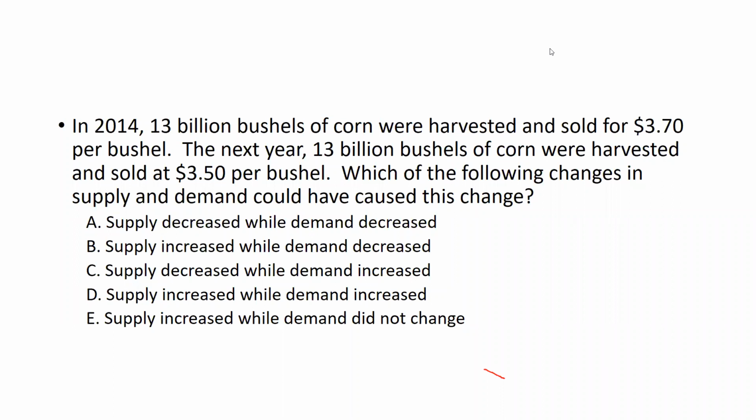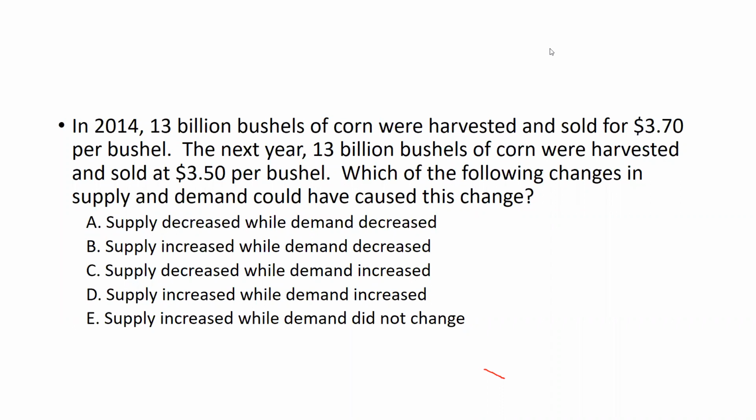Okay, so what do we notice? Price went down and quantity stayed the same, all right? So, if supply decreased, that's a leftward supply shift, price went up. And if demand decreased, price went down. Both of them would have quantity going down, but quantity stayed the same. So A can't be the answer.